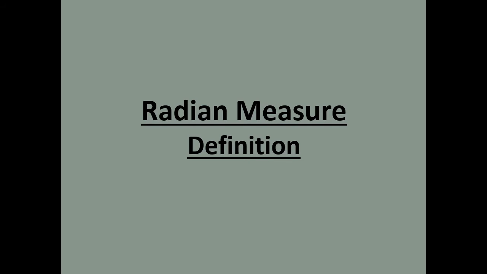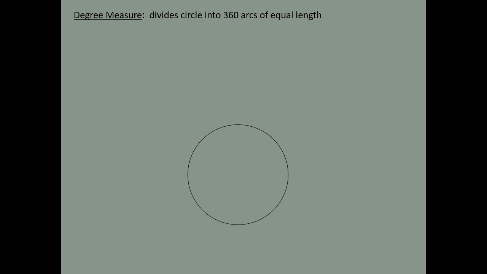In this lecture, we'll define the radian measure of an angle. So far, we've been working with our angles in degrees. In degrees, we divide a circle into 360 equal parts. Each of these small parts of the circle is called an arc.